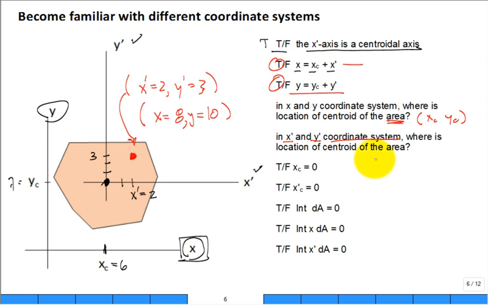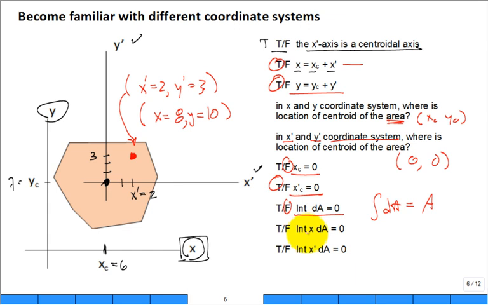It's a big observation. Don't forget these little things because we get tripped up. Okay? All right. True or false? xc is equal to 0. False. How about x prime of c is equal to 0? That's true. All right. How about the integral of dA? Is that equal to 0 for this problem? False. I mean, the integral of dA is the size of the area. Isn't that just the area? It's not equal to 0. I can see it's not equal to 0. A non-zero area that I'm interested in.